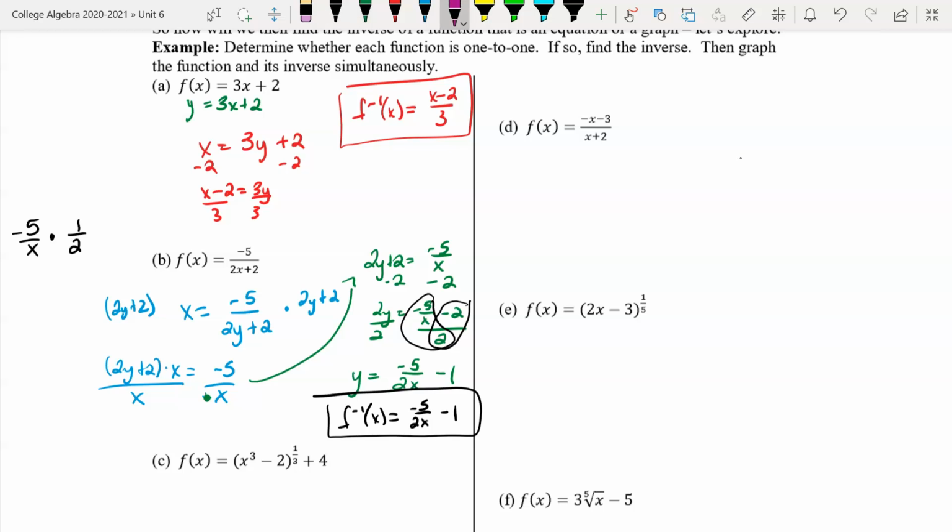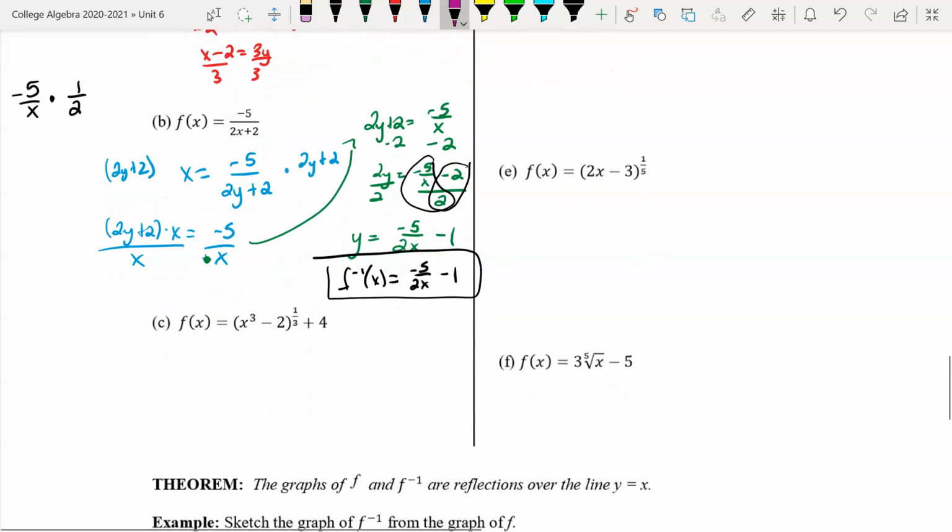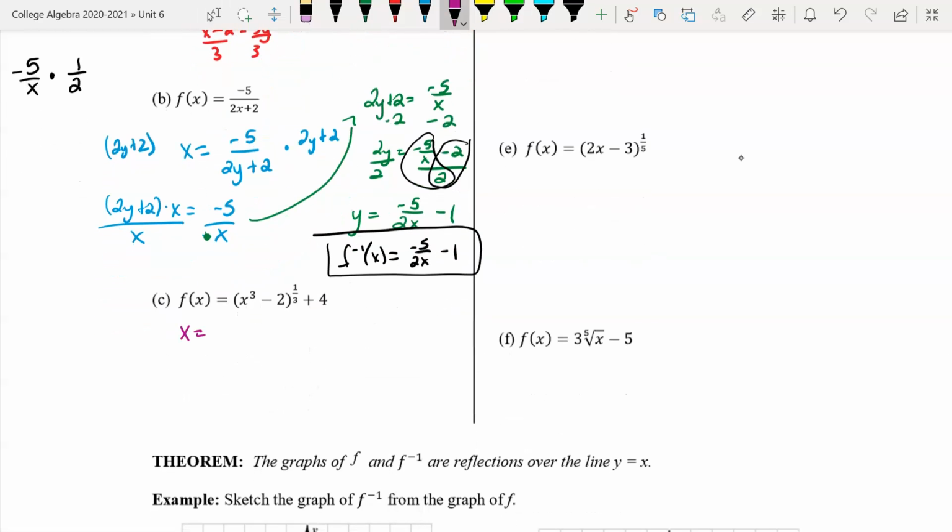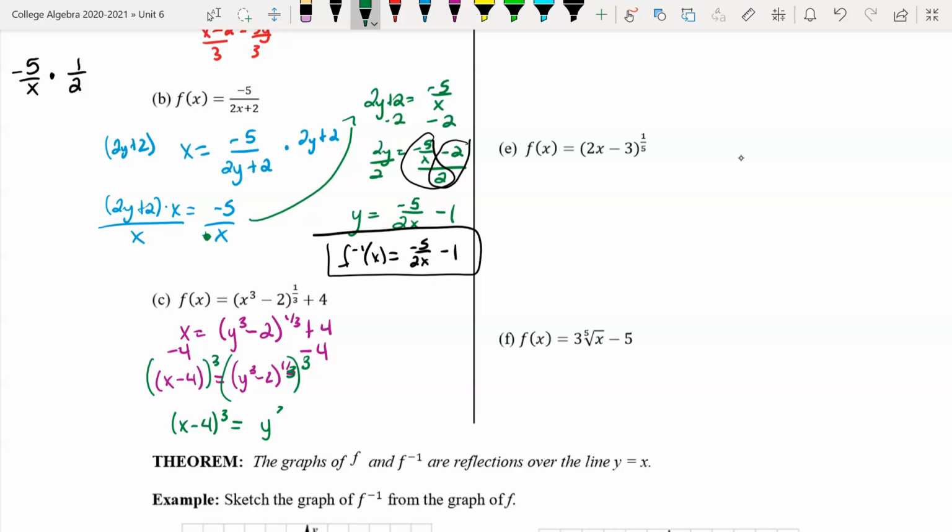All right, so I tried to throw in some pretty tough examples here just to show you what you're going to see. We start off pretty basic, but then we get tougher and tougher. So this next one, same thing. I'm going to switch my x and y. I'm going to solve for y. So first thing I'm going to do is I'm going to subtract 4. Now, if you have a fraction exponent, you take both sides to the denominator power. So I'm going to say x minus 4 to the third equals y to the third minus 2. And that will get rid of that 1/3 over there. Okay? Going to add 2 now.